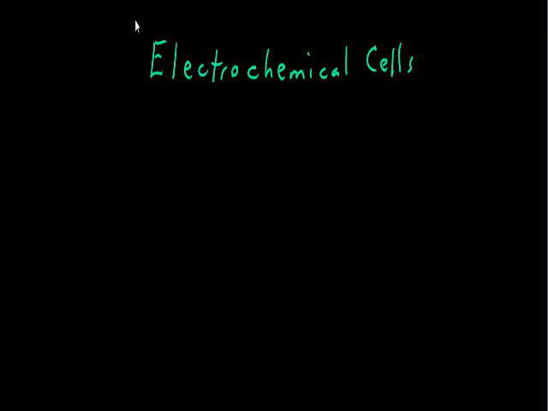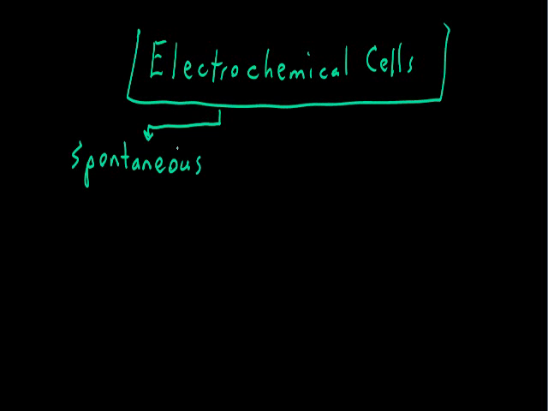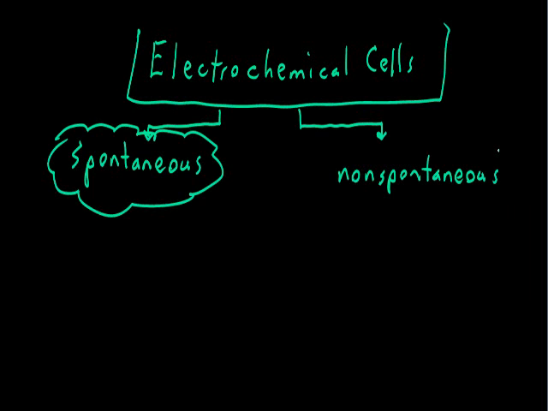In part 2 of our lab exercise, we're going to specifically examine electrochemical cells. When considering electrochemical cells, there are cells known as spontaneous electrochemical cells and also non-spontaneous electrochemical cells.